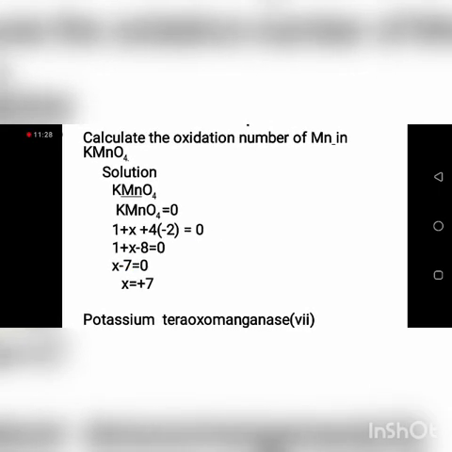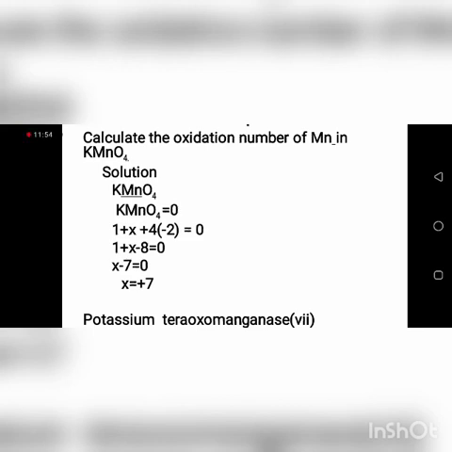Calculate the oxidation number of manganese in potassium tetraoxomanganate(VII). Yes, this is a typical exam question. You will be asked to calculate the oxidation number of a particular element in a compound. In this case, it's manganese. Now, this is a compound that has no charge. Because it has no charge, the sum of the oxidation numbers of all the elements is 0.